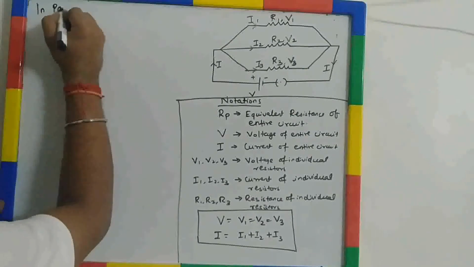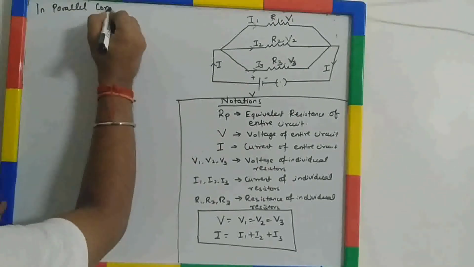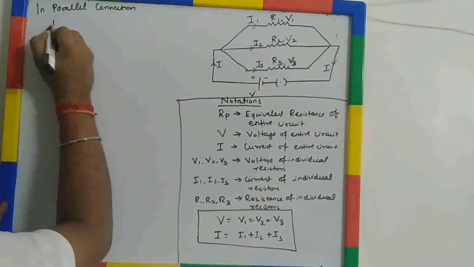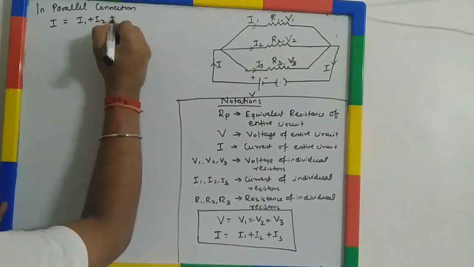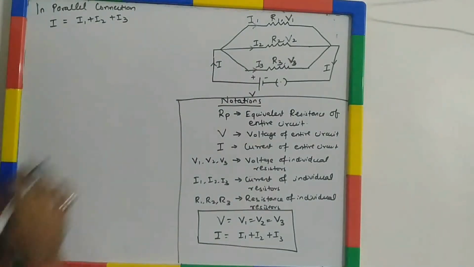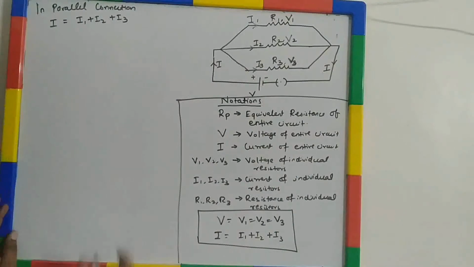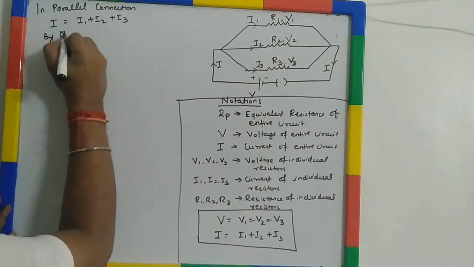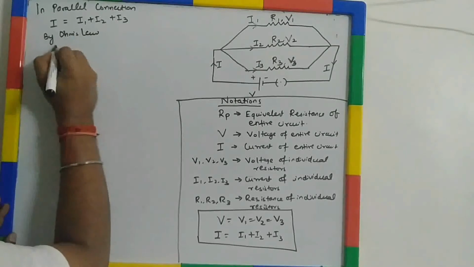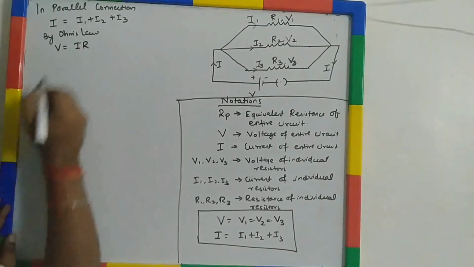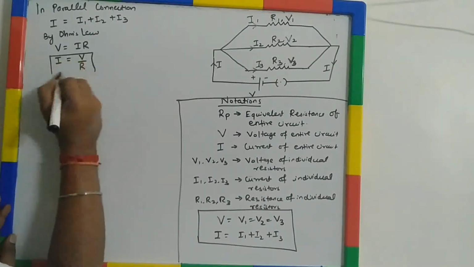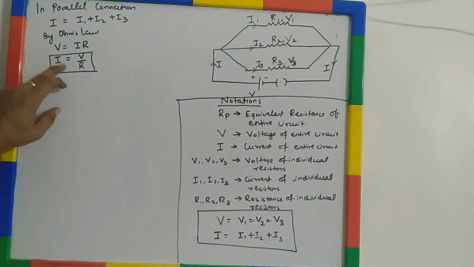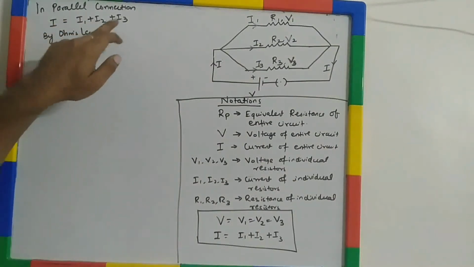So in parallel connection, we know that current of the entire circuit is equal to sum of the current of individual resistors. This condition I stated you earlier. Now by Ohm's law, we know that V is equal to IR. By extracting the value of I, I got I is equal to V by R. By using this formula, we will insert the respective values of I, I1, I2 and I3.